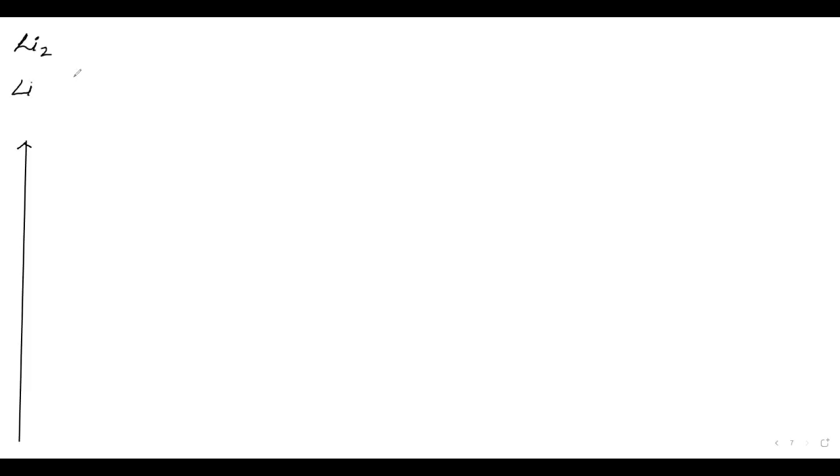Now Li2. Li is 1s2, 2s1. Let us do this one first. First of all, tell me, 1s and 2s, which will be higher in energy? 2s will be higher in energy. N plus L rule. Don't you remember the N plus L rule?